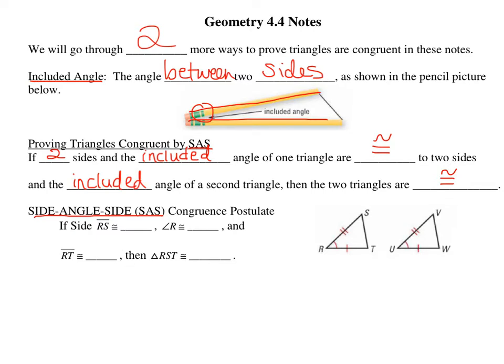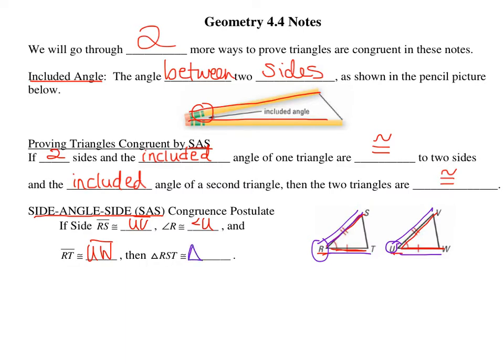So in our pictures on the right over here, you can see that if we have side RS, that is congruent to side UV, and then angle R is congruent to angle U, and RT is congruent to UW. Then you notice that we have a side, our angle, and then our side. We have a side, angle, and then our side all paired up the same way.